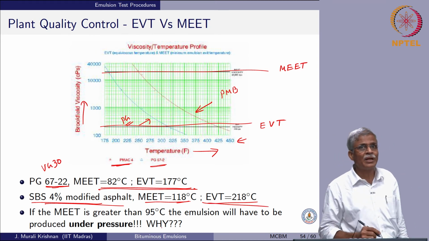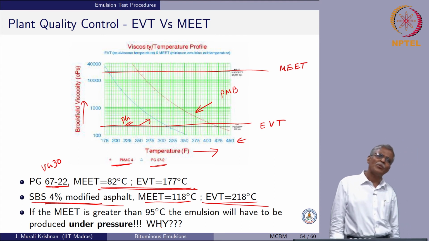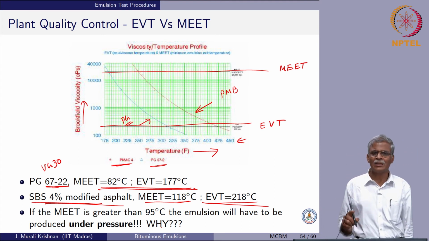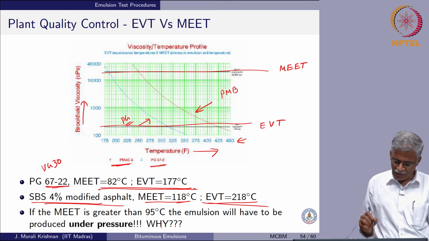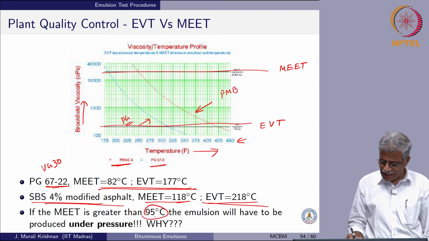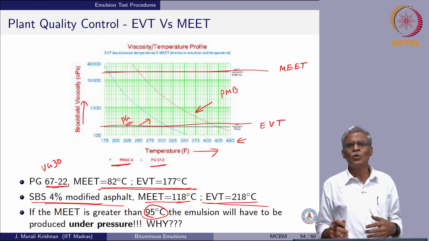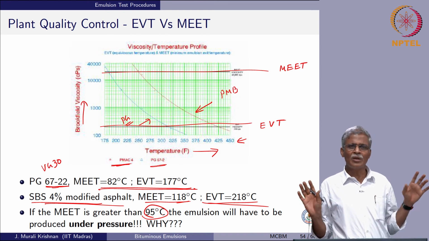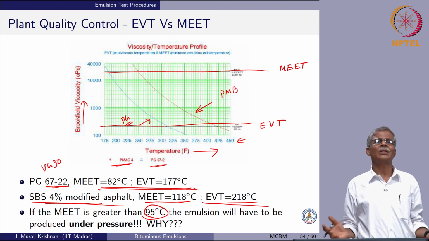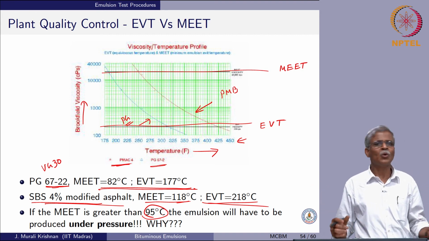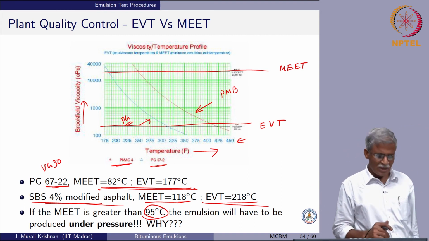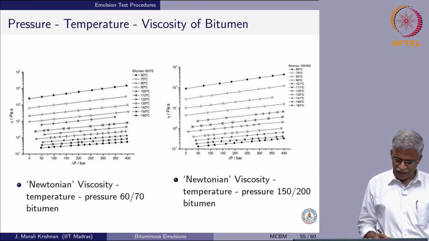So, this becomes very tricky. If you really want to make a polymer modified emulsion, I will not get into the details related to polymer modified emulsion. So, if the exit temperature is greater than 95 degrees centigrade, then we cannot really produce it under normal conditions, we need to produce it under pressure. So, you now know the school PV equals RT kind of a relation. So, recollect that.